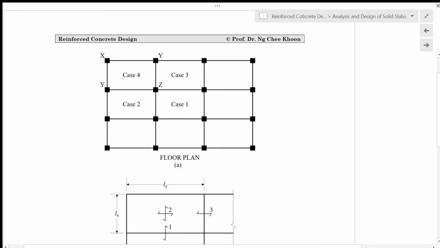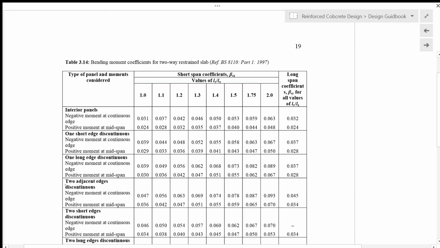And then for case 4 here, we have continuous edges here, and discontinuous edges here and here. So in this case, we have two adjacent edges discontinuous. Two adjacent edges discontinuous is given by this row here. So we have this as case 4 in our slab layout.